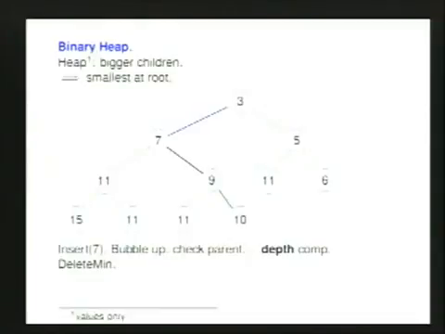Well, what's the smallest key in this tree? Where is the smallest key in this tree? It's at the root, because it has to be smaller than each of its children, which are in turn the smallest nodes in their subtrees. So what you do, first you delete it. You take that 3 and use it in your algorithm and you delete it, so it's gone.